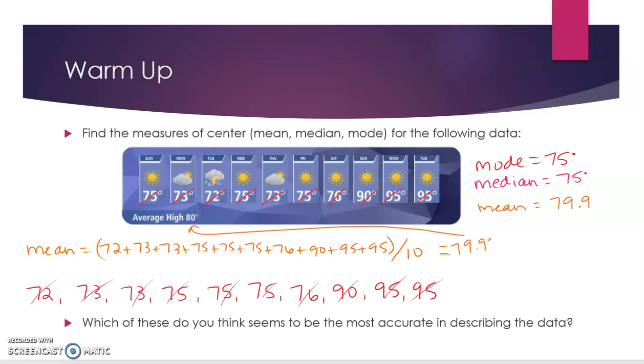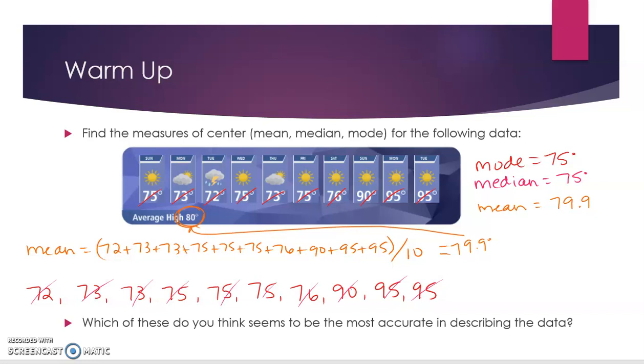Here I've calculated the mean, so adding up all of the different temperatures, and there are 10 total, so dividing by 10 you get about 79.9 degrees, and you can see that they had the average high already listed here. Listed out my temperatures from least to greatest, found the middle value, which was going to be 75, and then our mode is also 75 because that occurs the most often.